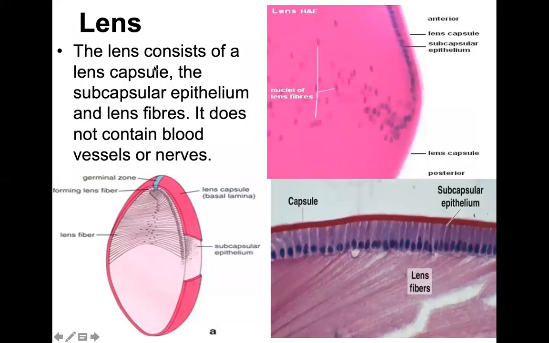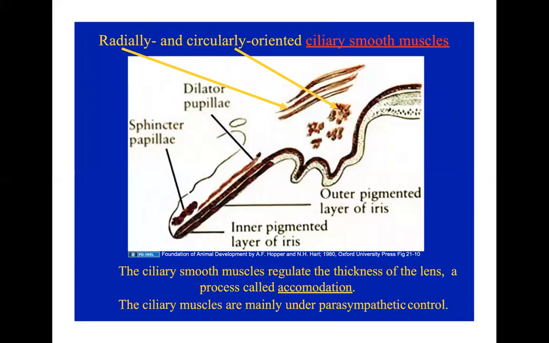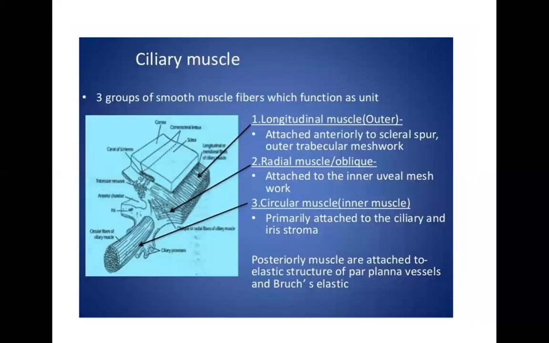Now, the lens consists of a capsule and fibers. So you have here the lens capsule, you have here the lens fibers, and you also have here your subcapsular epithelium. It does not contain blood vessels or nerves. Okay, so these are the sphincter and pupillary dilator muscles, and the ciliary muscle, as we know, for the process of accommodation.